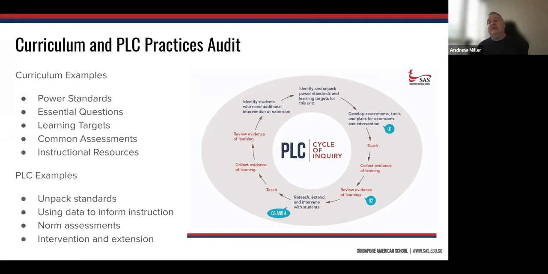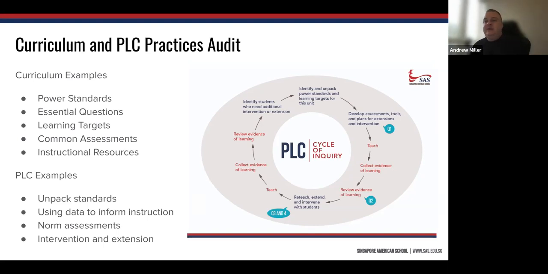The other thing we did is we had PLC leaders self-report. They would say, for example, do we have power standards? Do we have learning targets? Do we have common assessments? What was good about that is some data was self-report, and some data was us actually seeing the current reality. So they did some of the work for us. We were looking for things like, do they have performance assessments, and if so, do they have essential questions, etc.